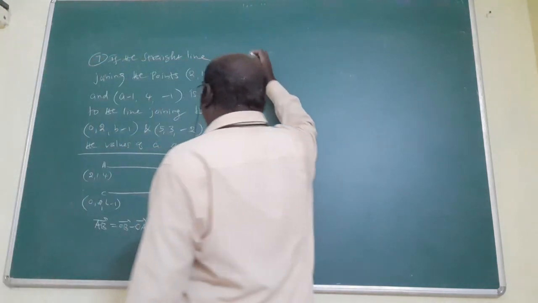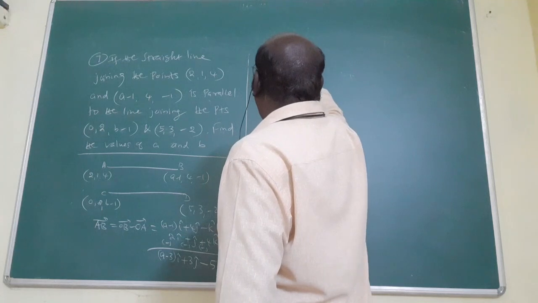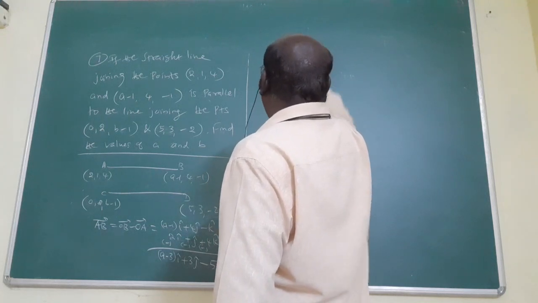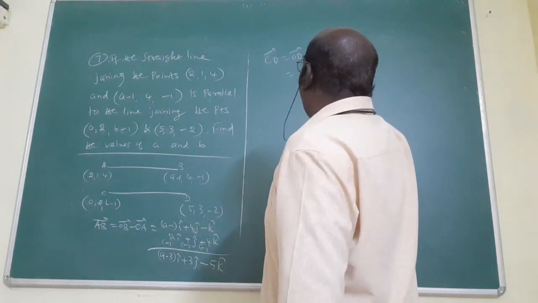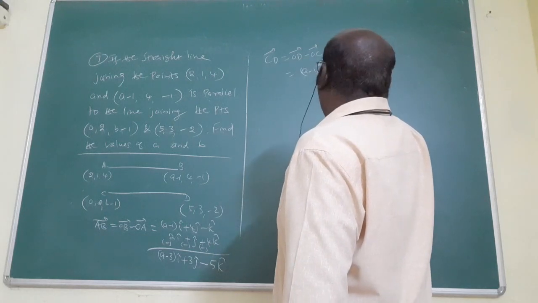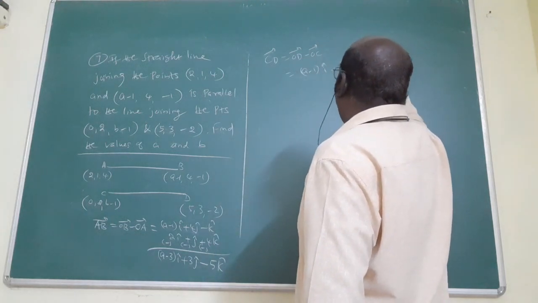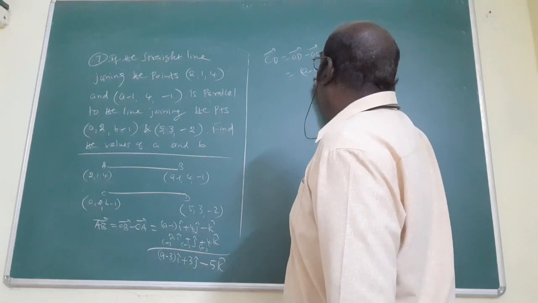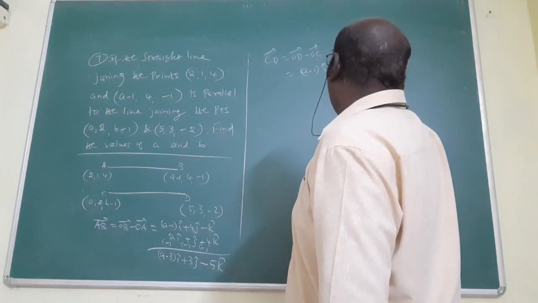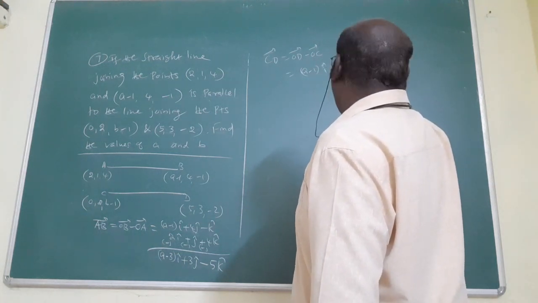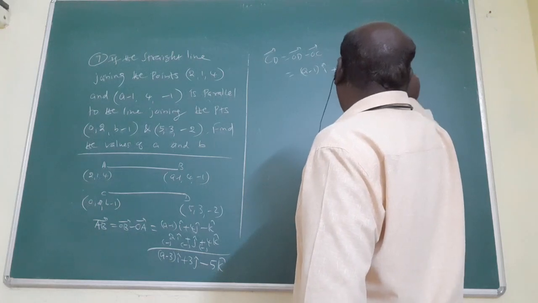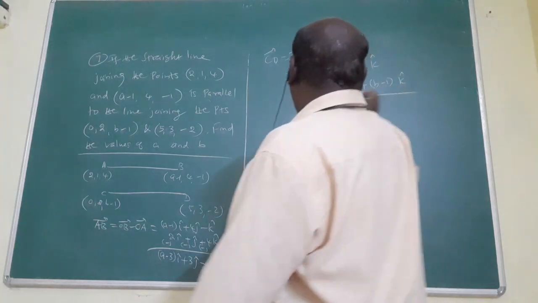Similarly, CD. CD is what? OD minus OC. OD is what? Minus 1 into i cap plus 4 into j cap minus k cap. OC is what? 0 i cap, need not write, plus 2 j cap plus 3 minus 1 k cap. Am I right? Now change the sign.